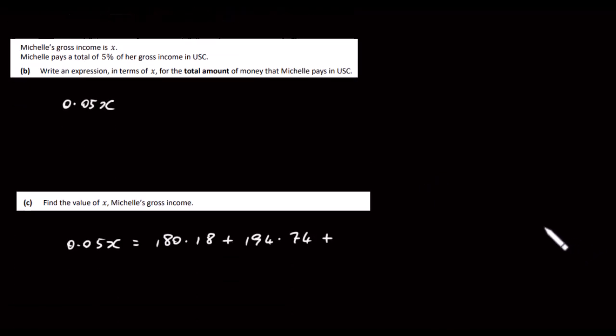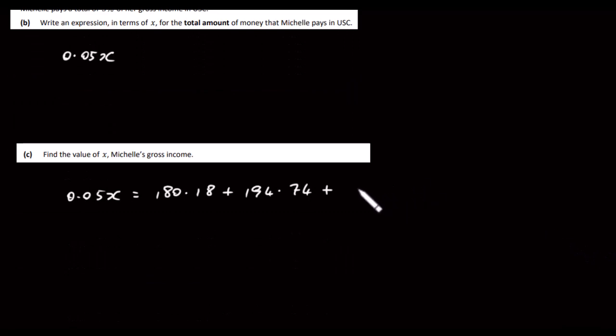17,576. So she also must pay 7%, which is 0.07, of anything over her salary of X. So it's going to be X minus 17,576. Okay, so that's the equation. All we've really got to do now is just solve for X.